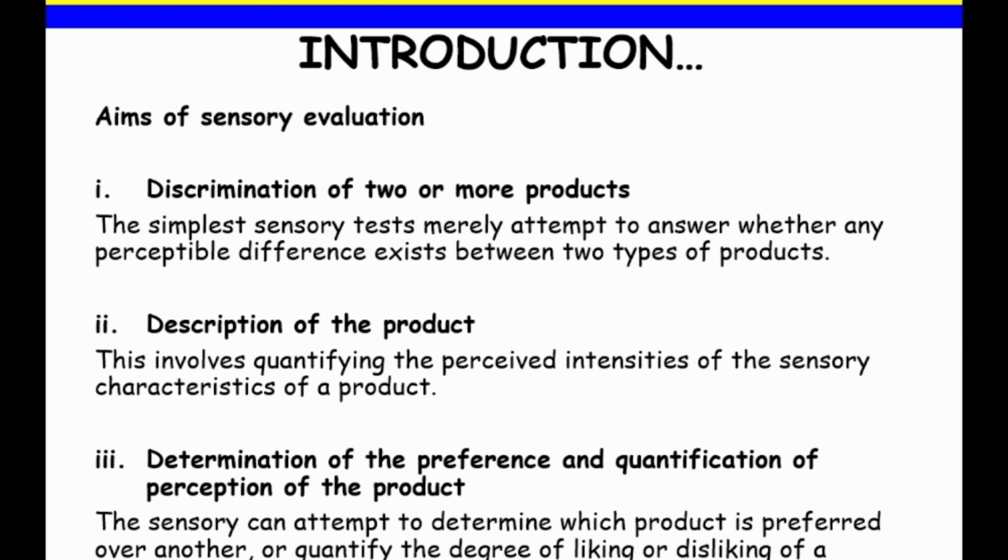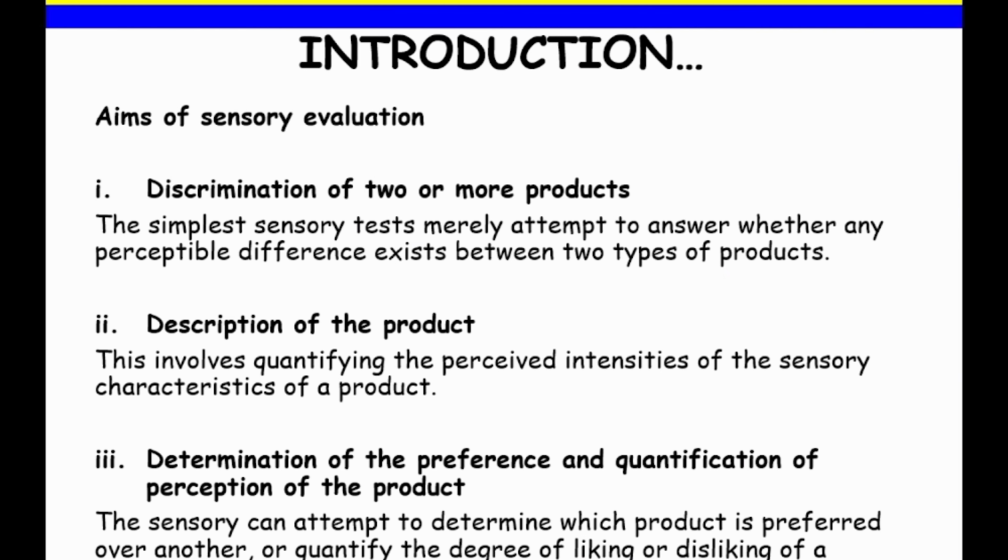Another aim is the description of the product. This involves quantifying the perceived intensities of the sensory characteristics of a product. It's like I want you to tell me how that product looks, or maybe the color or the taste or the smell. I want to know how you perceive the intensities of the sensory characteristics of the product. So sensory evaluation can also do that.